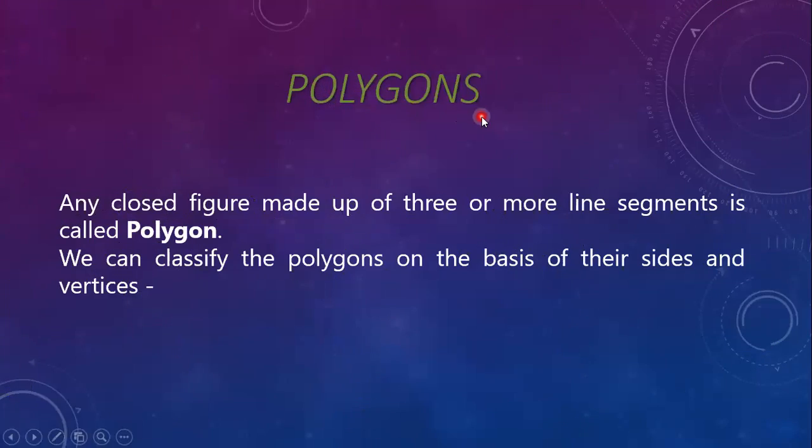Next is polygons. We have learned that a four-sided figure is a quadrilateral. First of all, you should know what we mean by polygon. Any closed figure made up of three or more line segments is called a polygon. We can classify the polygons on the basis of their sides and vertices. Let us see now.